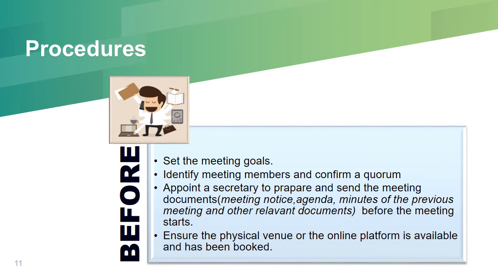Now, let's continue with the meeting procedures. So, first thing first, what is it that we need to do before the meeting? Number one, just like I said in the previous slide, we have to set the meeting goals, the purpose and objective. We have to understand why are we conducting this meeting. Once we're done with the goals, we have to identify the right meeting members and confirm a quorum. If the quorum is not enough, then we cannot conduct the meeting.